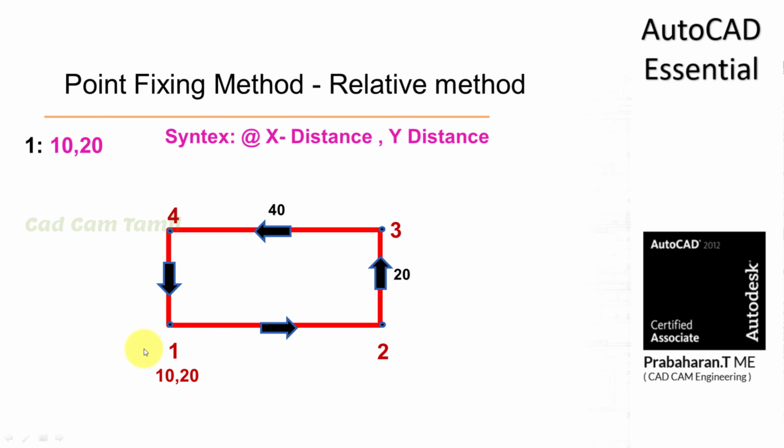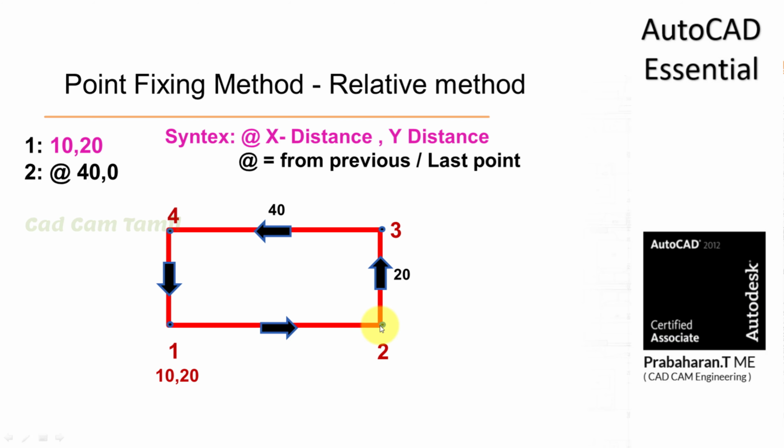Now my second point. Before giving the second point, I have to calculate the x distance and y distance between point 1 and 2. We know that this is 40 mm in x. So the x distance of the second point is 40 and the y distance is 0, right? In the similar way, I am going to fix the third point with reference to the second point: the x distance is 0, the y distance is 20.